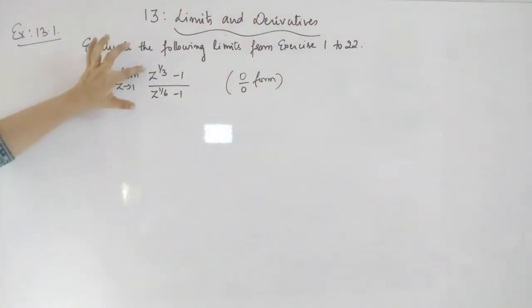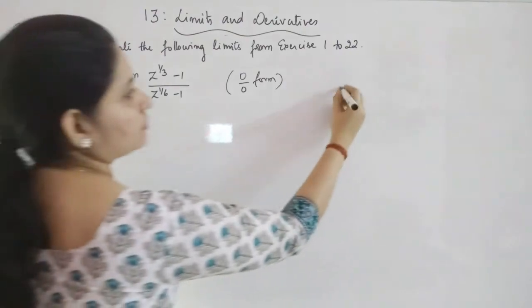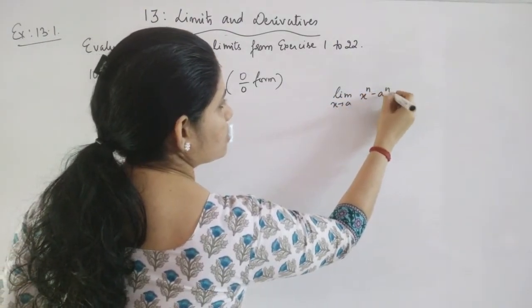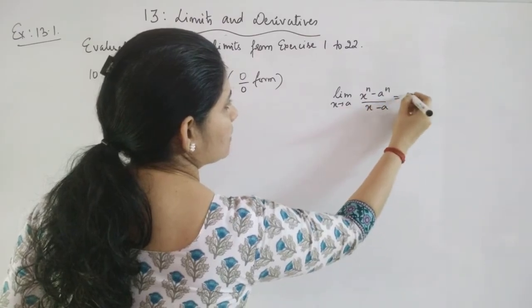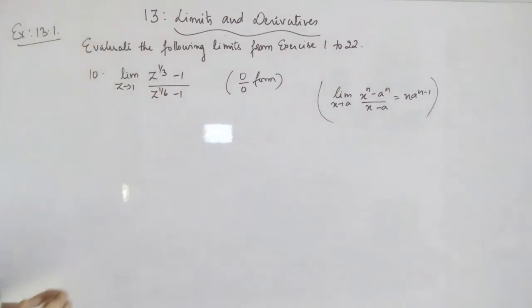And here, since you have the power of a variable, you can just think of limit x tends to a, x raised to n minus a raised to n divided by x minus a, which is equal to n a raised to n minus 1. Now how to apply this result in this question? Okay, that is the main thing.